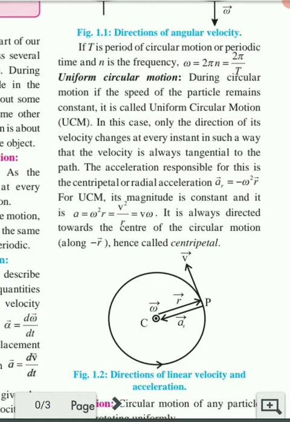Another example is the second hand of a clock, which takes 60 seconds to complete one revolution, so that every time it covers equal distance in equal intervals of time. So its motion is uniform circular motion because this is only possible when its speed is constant. So its motion is uniform circular motion.